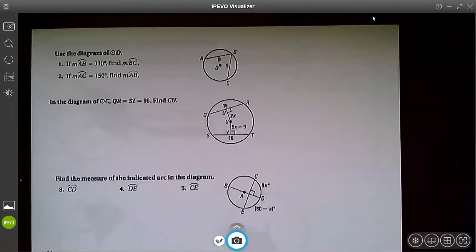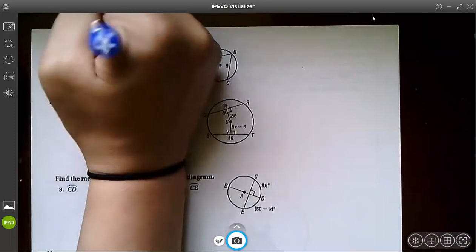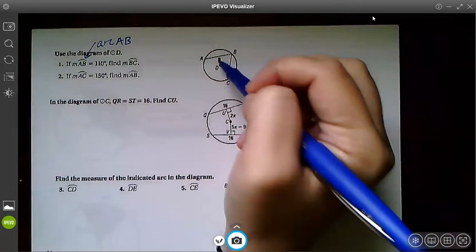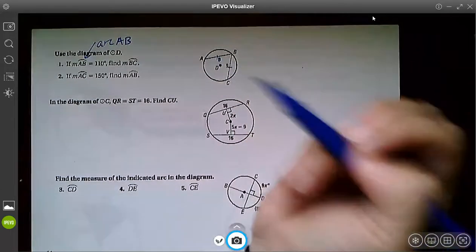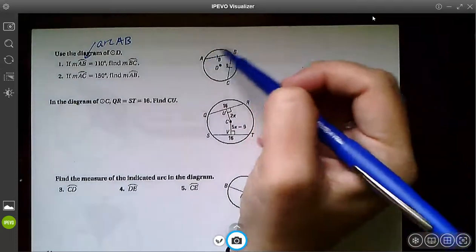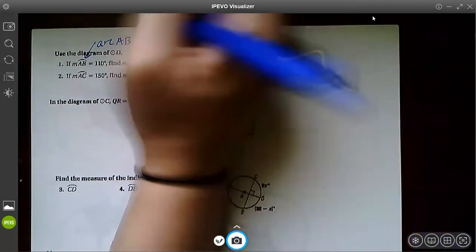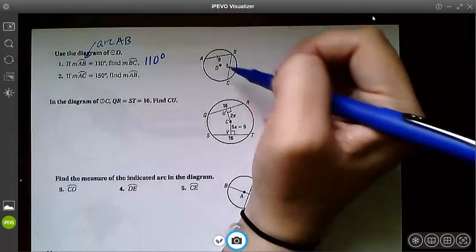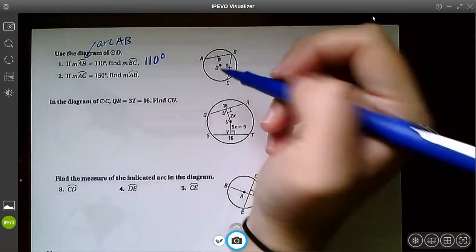On the back, it says use the diagram of circle D. If the measure of arc AB, another way of saying it, is 110 degrees, find the measure of arc BC. It tells us that these are congruent, so that means that their arcs are congruent. So if AB is 110, then BC must also be 110, because it gives us that these measures are both 9.